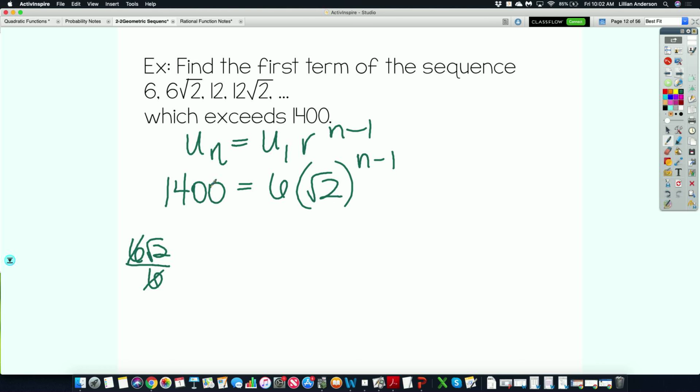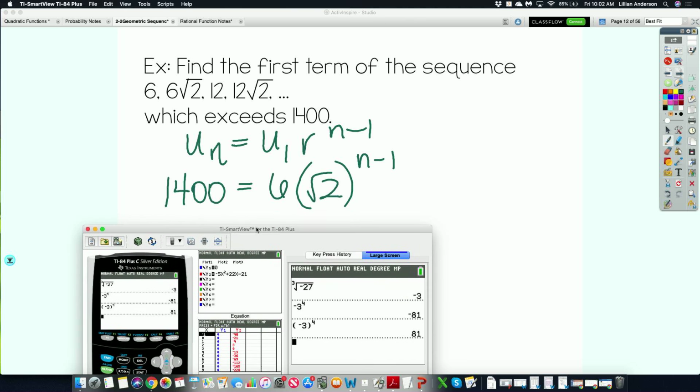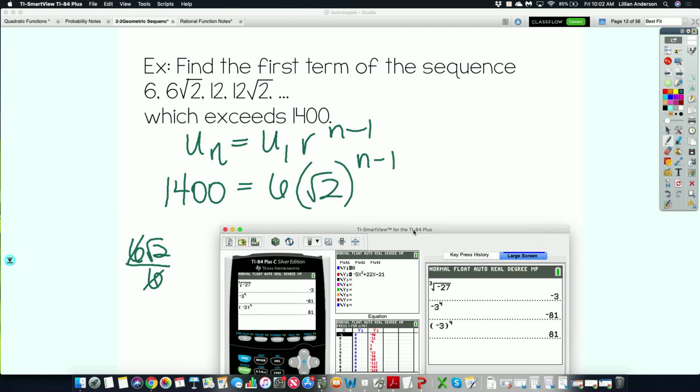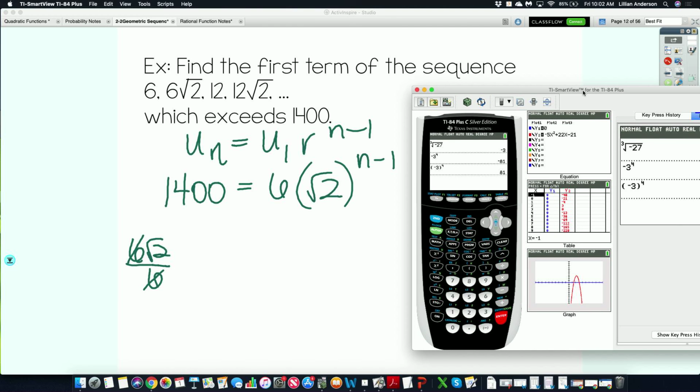So how do I solve this? You remember how to do it? No. So then, how do I do this? You go to your calculator and you type what? What am I typing into my calculator? Y1 equals 1,400. And then Y2 is?